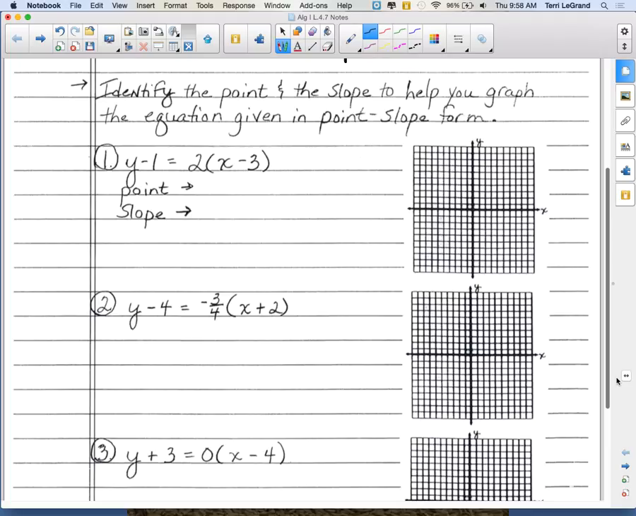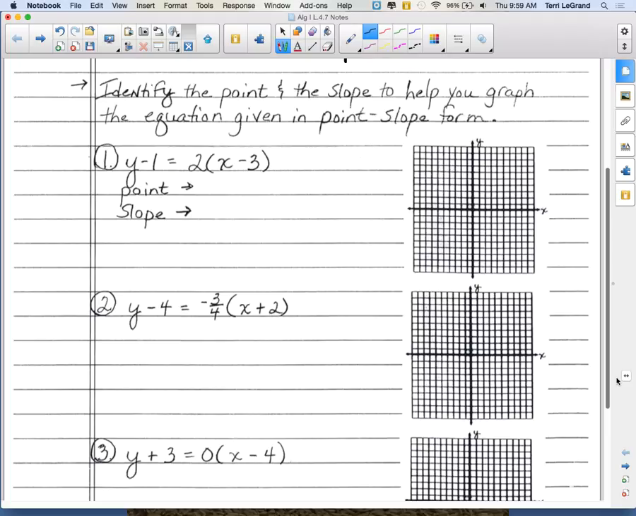The equation is going to be given to you in point-slope form. y minus 1, see there's something being subtracted from a y value, equals 2 times x minus 3. That's point-slope form. So what we have to decide is what's the point being represented in this equation, looking at our point-slope form model, and what is the slope, and then we'll use that to help us graph it. Point-slope, remember, goes like this: y minus y sub 1 equals m times x minus x sub 1.